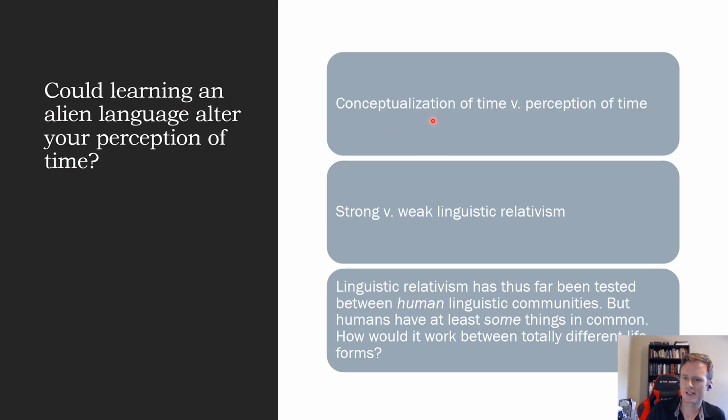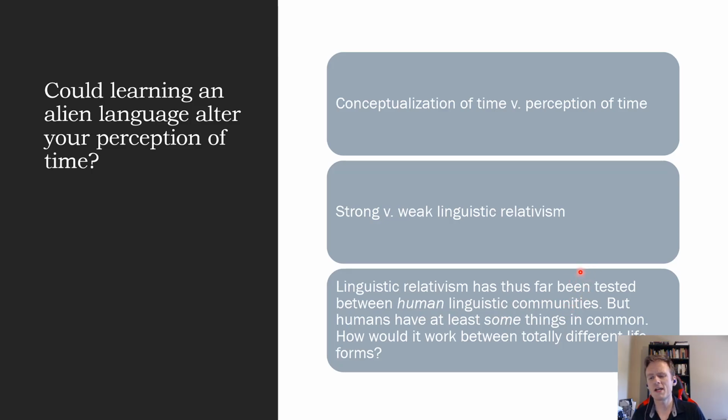Well, we distinguish between conceptualizing and perceiving time, and it seems like this distinction casts doubt on the idea that we actually perceive time differently, although I'm open to those of you who wish to push back on this. And then there's also a distinction between strong and weak linguistic relativism, and we thought that the strong version seems implausible, and if anything is true, it would just be the weaker linguistic relativism. And then finally, we looked at some evidence regarding linguistic relativism between human linguistic communities.